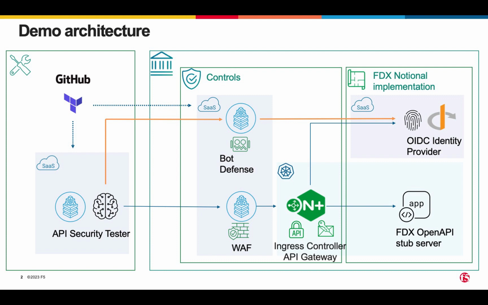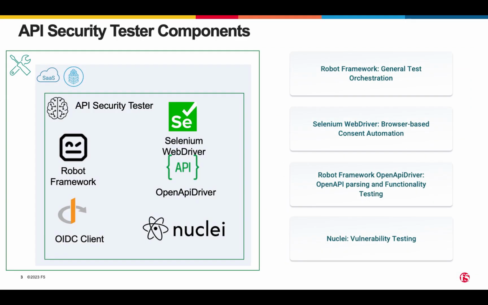The challenge the API security tester is trying to overcome is the automated testing of such a setup that requires dynamic generation of the JSON Web Tokens to be used in the later stages for security API testing. The API security tester relies on a number of open source components such as Robot Framework for test orchestration, Selenium WebDriver for simulating end-user interaction, and Nuclei for API vulnerability testing.